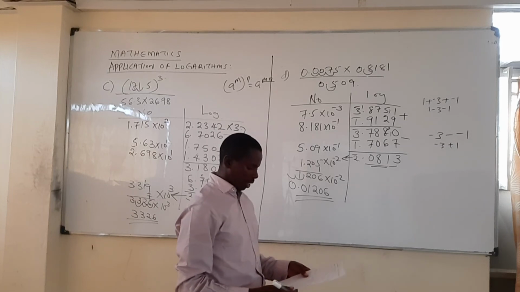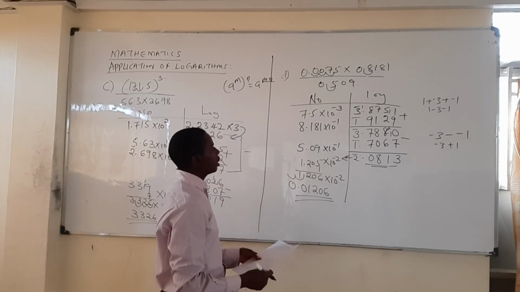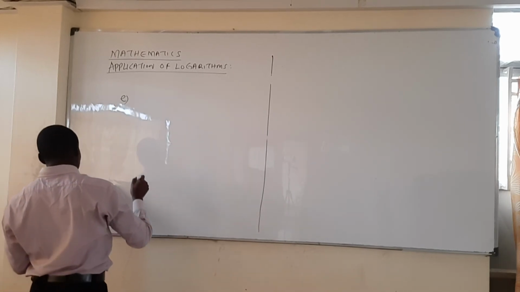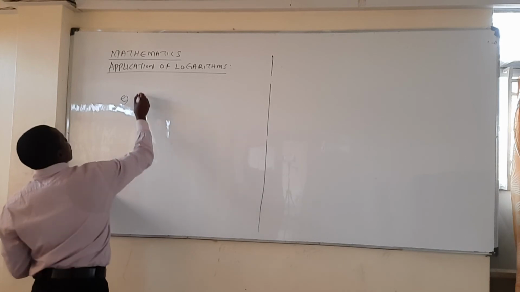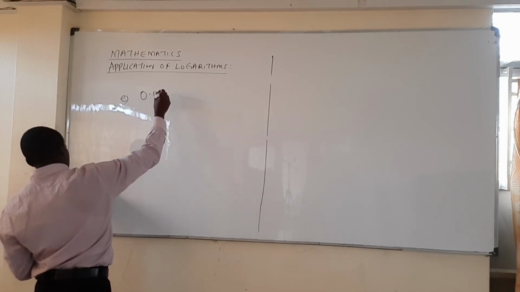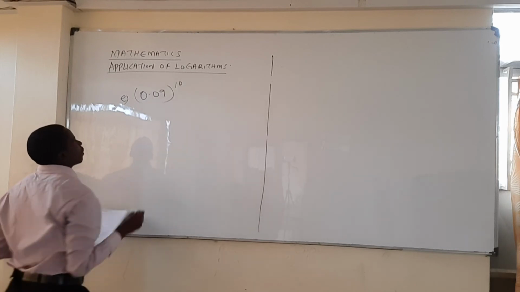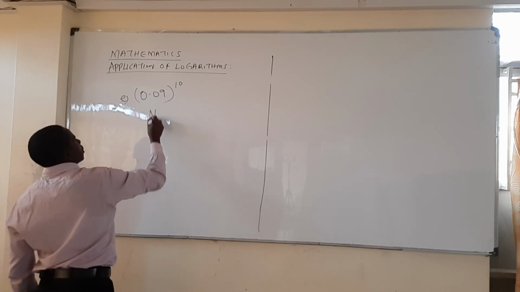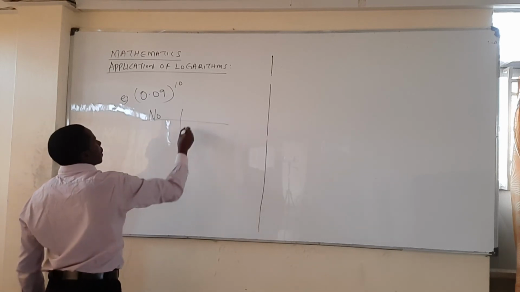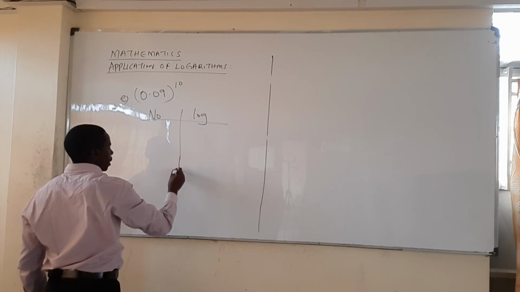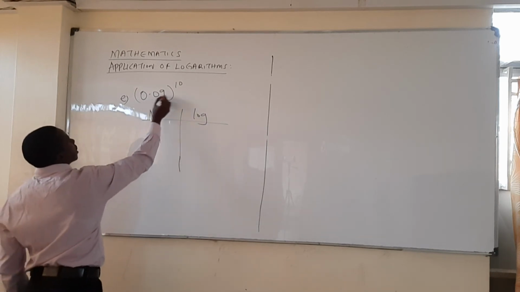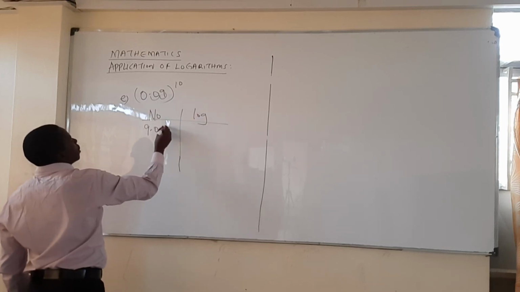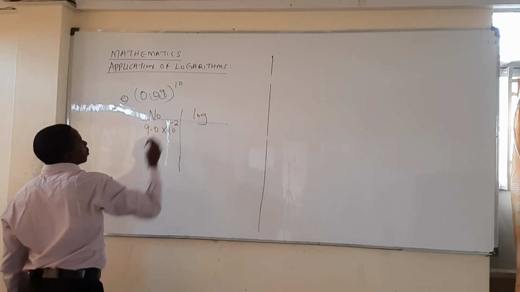Let's have our last example on this part. So for our last example, we have example A there. We're going to have 0.09 power 10. We have to evaluate that using logarithm. So we get a table, one side number, the other side the log. Then we put this number in standard form, so it becomes 9.0 times 10 power negative 2.